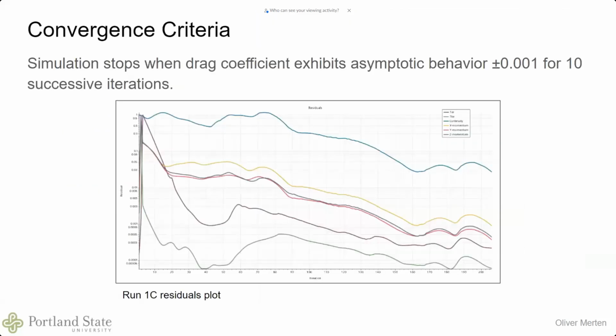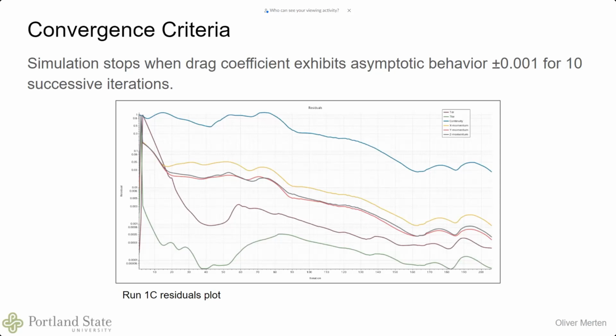For the convergence criteria, the simulation was set to stop when the drag coefficient exhibits asymptotic behavior. Most of them were converging around 100 iterations at first.